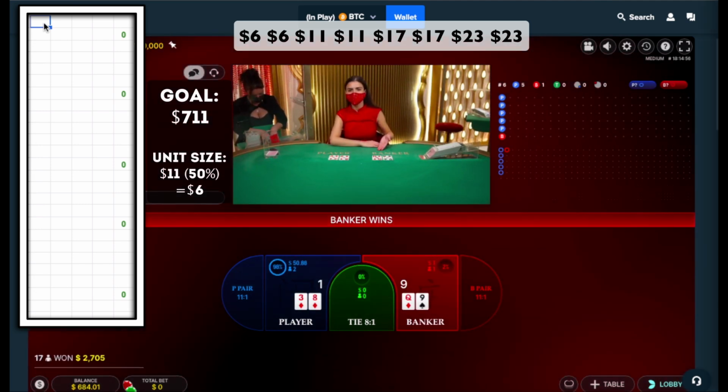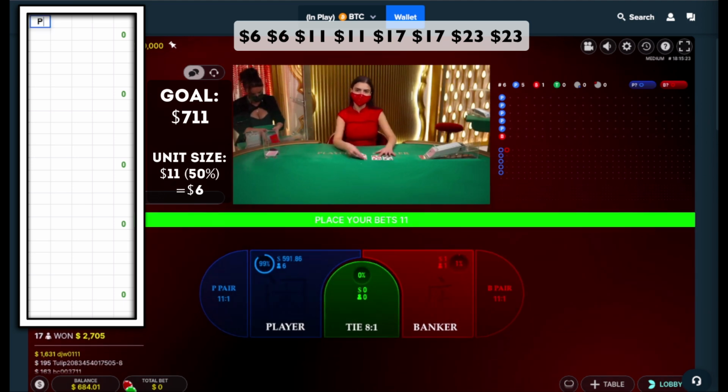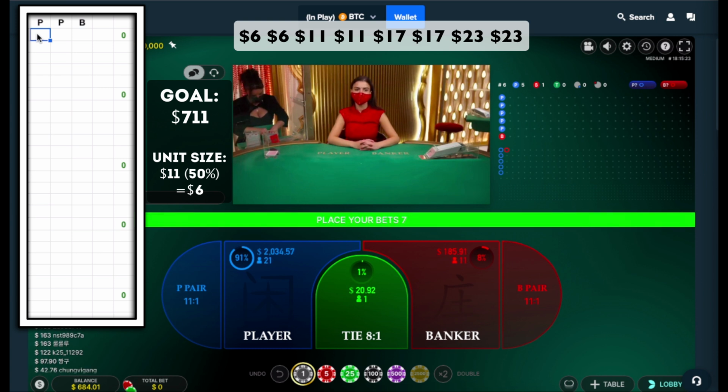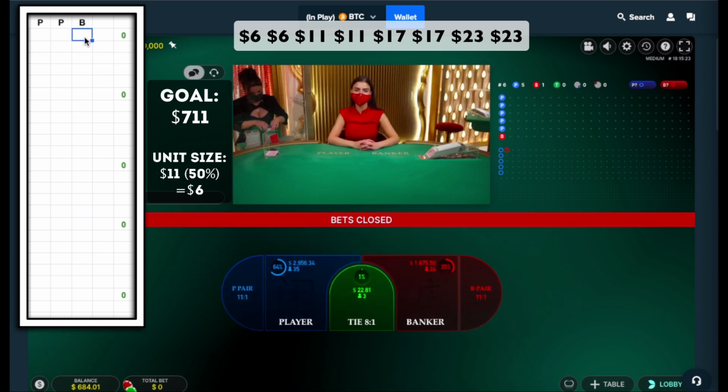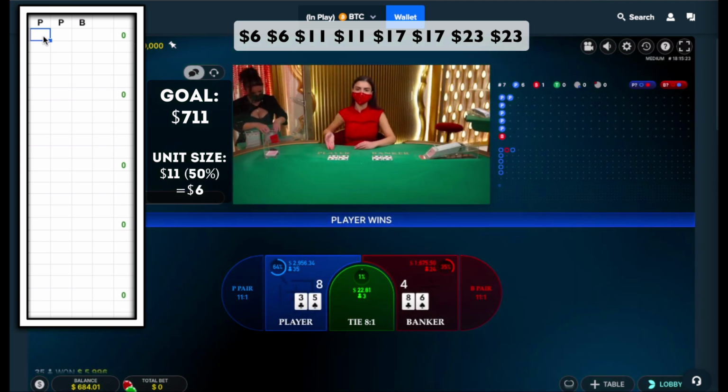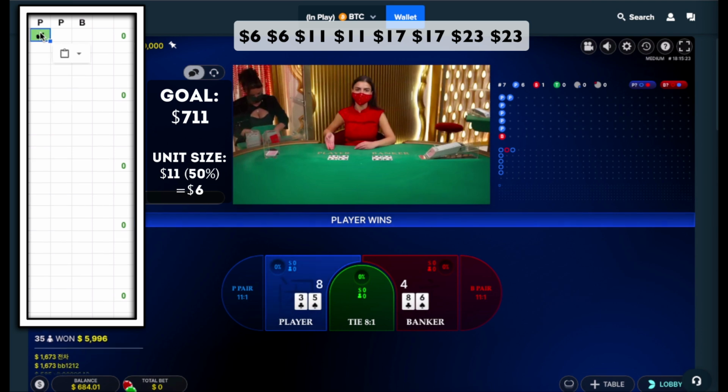There we go. Last 3 results are player, player, banker. We are now going to use check marks and X's. I will take a free hand here and bet against it during the top right corner. And hopefully we don't have an X form on us. And we're looking for a balance of $711 for this session. Player wins, we get a check mark.